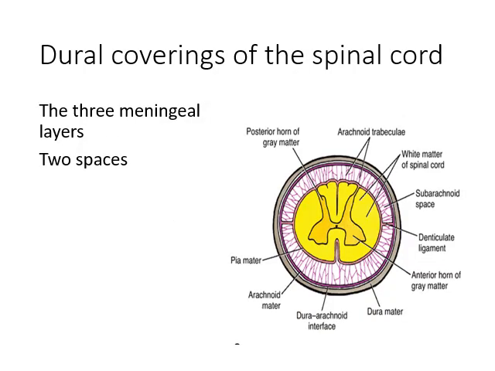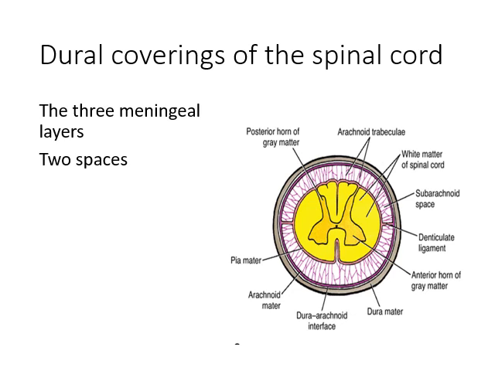Okay, so the dural coverings continue on to the spinal cord. I think I discussed this in detail when we did the spinal cord lecture. So on this you can see that the three meningeal layers and the two spaces actually continue on to the spinal cord.